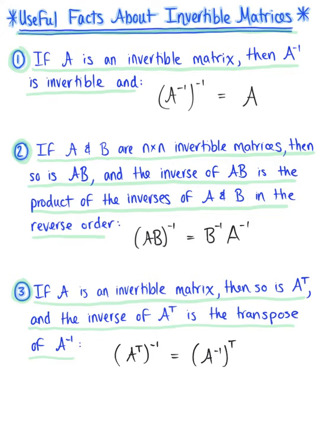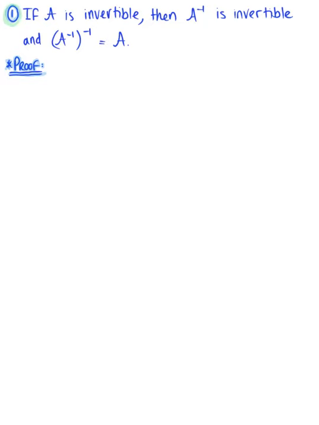So now that we have seen these 3 useful facts, let's go ahead and verify that they in fact hold true. So the first property of this theorem tells us that if matrix A is invertible, then the inverse of matrix A is also invertible, and the inverse of the inverse of matrix A is equal to matrix A. So let's verify that this is in fact holding true. So to begin, we want to let A be some n by n invertible matrix.